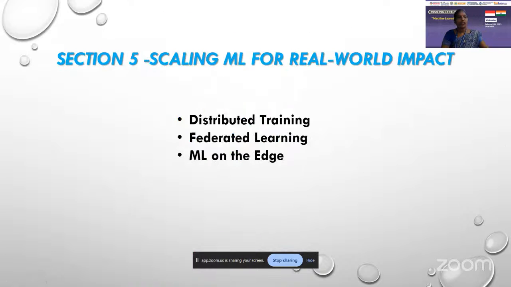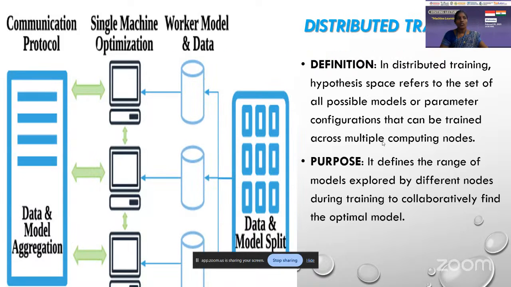The next thing is scaling ML for real world impact. The first things are distributed training, federated training, and ML on the edge. So what do we mean by distributed training? Distributed training generally spreads the model across multiple machines to handle large datasets and speed up training. Since the term itself involves distribution, there is no centralized server, no centralized thing to be monitored. Everything is dispersed over each and every machine.